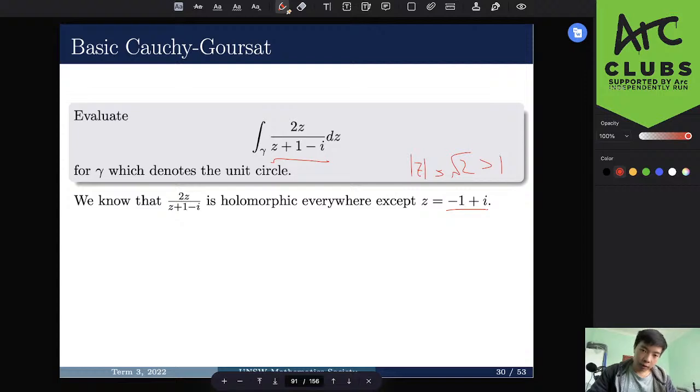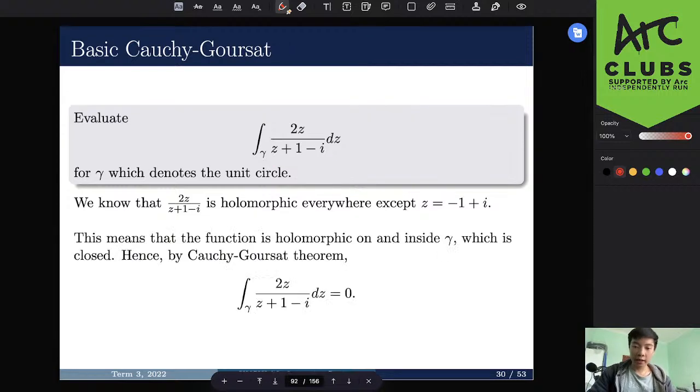So one of the conditions is that you have to have the function be holomorphic on the contour and inside the contour. So obviously since this is outside the contour, it doesn't have anything to do with the actual contour and its insides, which is why by Cauchy-Goursat theorem, we can say that the integral is equal to 0.